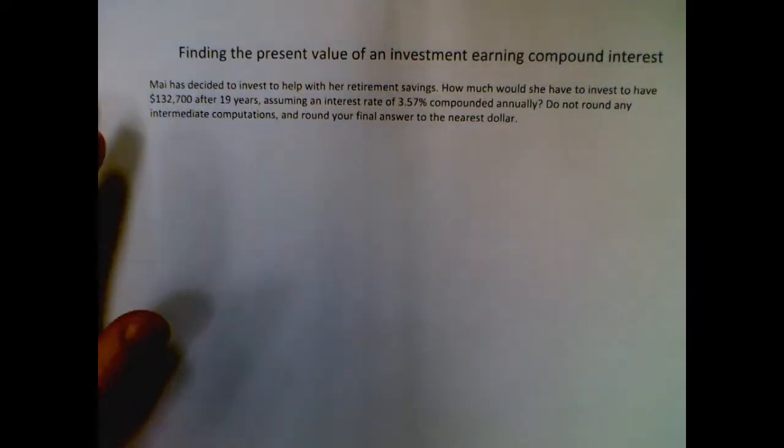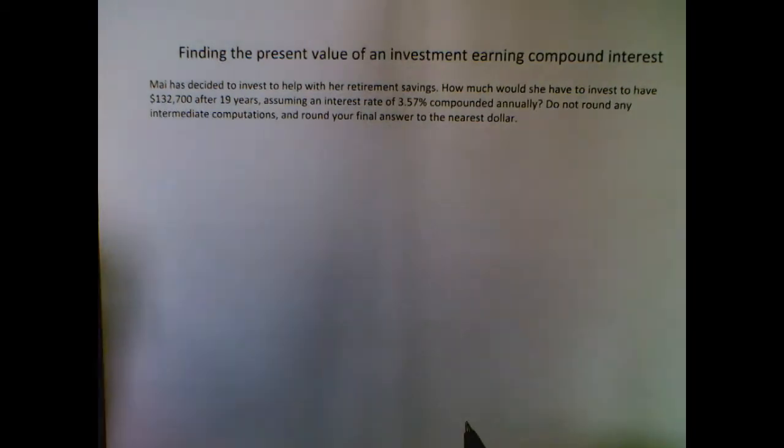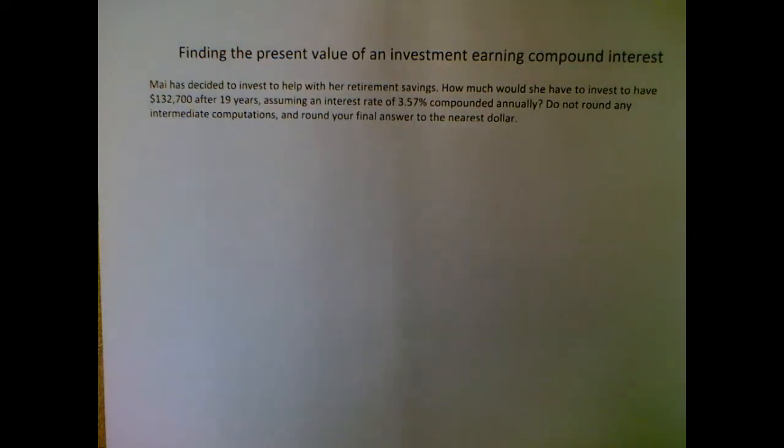So today we're going to be looking at the ALEKS topic, finding the present value of an investment earning compound interest. So Mai has decided to invest to help with her retirement savings. How much would she have to invest to have $132,700 after 19 years, assuming an interest rate of 3.57% compounded annually? Do not round any intermediate computations and round your final answer to the nearest dollar.